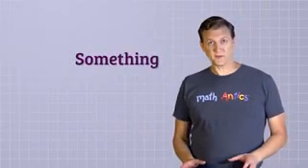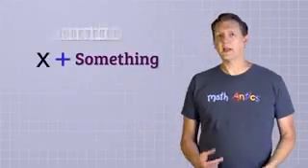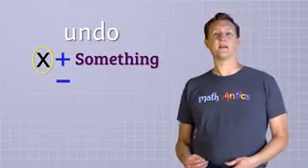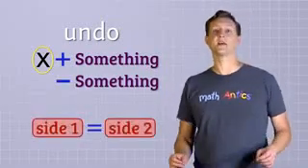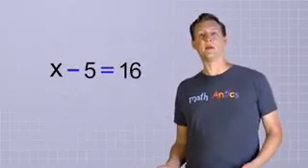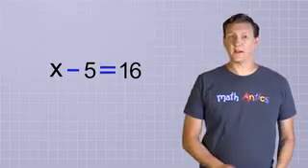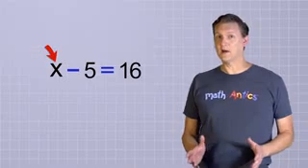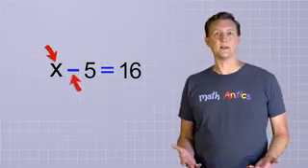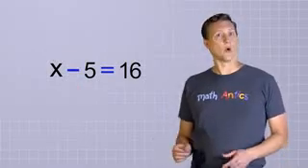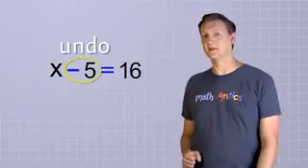So, whenever something is being added to an unknown, we can undo that and get the unknown all by itself by subtracting that same something from both sides of the equation. But what about when something is being subtracted from an unknown? Like in this example, x minus 5 equals 16. In this case, x is not by itself because 5 is being subtracted or taken away from it. Any ideas about how we could get rid of or undo that minus 5?